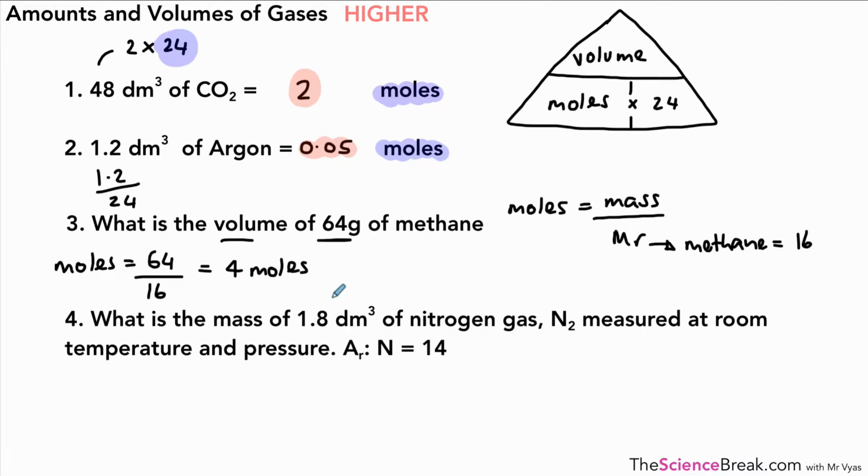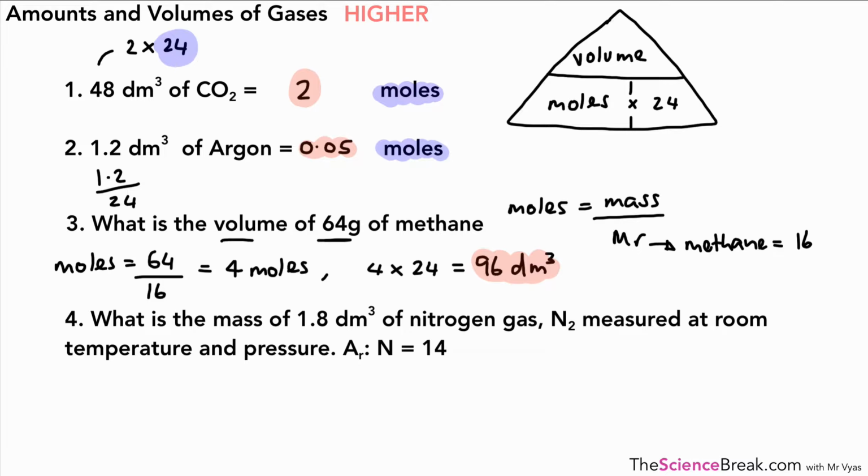That's 4 moles. And if we know the number of moles, it's quite straightforward from this formula triangle to work out the volume that 4 moles of methane occupies. That would be just a case of 4 times 24, which would then be 96 decimeters cubed of methane gas. Okay, so that's our third answer.